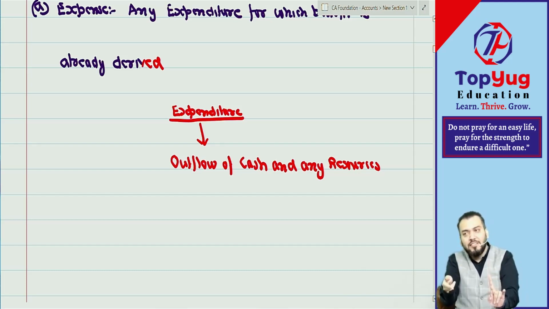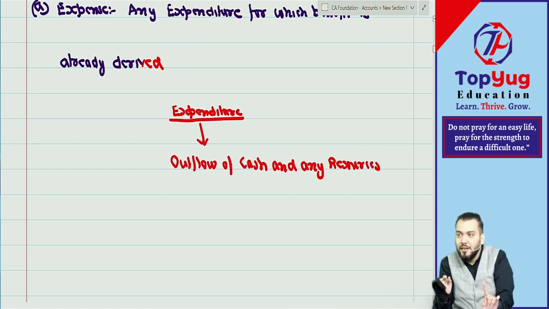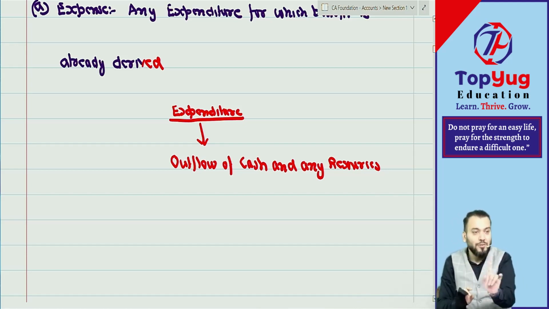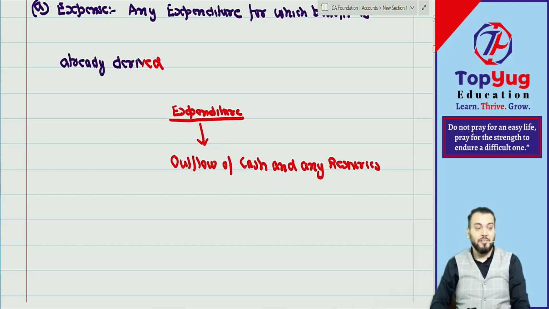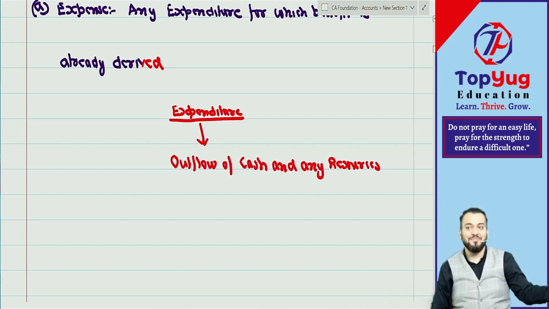You purchase an ice cream, now just try to understand what I am saying. After purchasing, have you already derived the benefit? No. Can I say you purchased the ice cream, now you consumed it, and the benefit is derived? It becomes an expense.